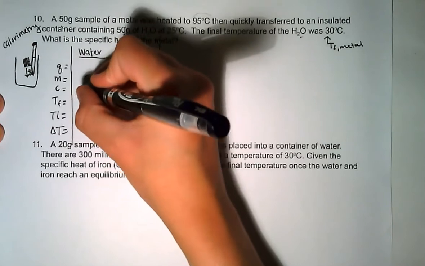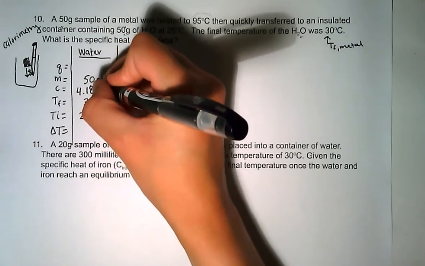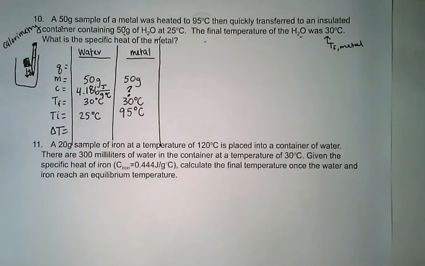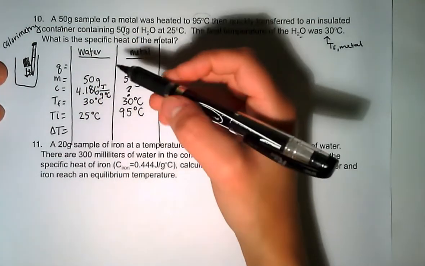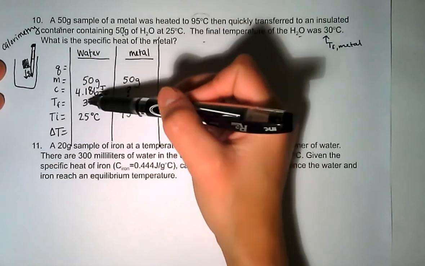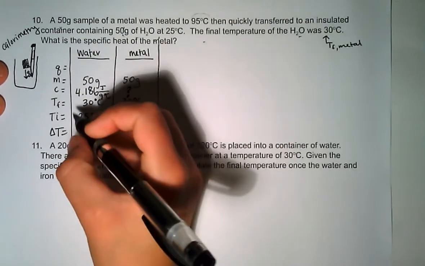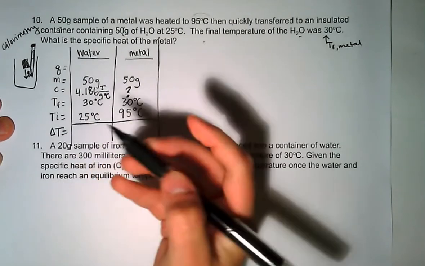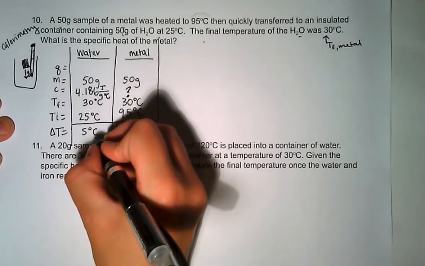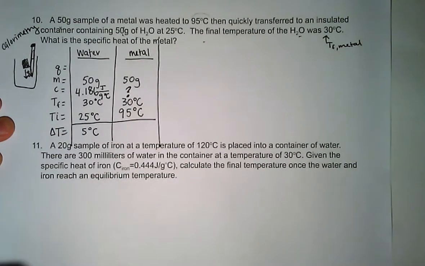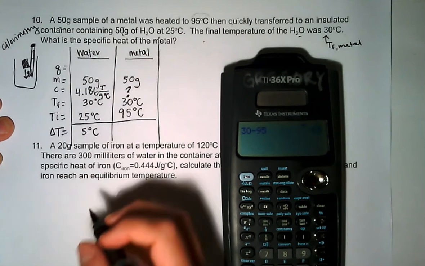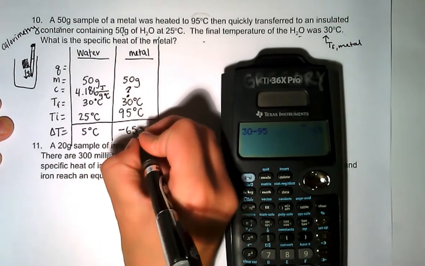That's my value, 4.186 joules per gram degree Celsius. So now I have my T final and my T initial for each thing, so I can also find my change in temperature. So 30 minus 25 gives me 5 degrees Celsius, and 30 minus 95, which I'm going to put in my calculator just to make sure I do it right, gives me negative 65 degrees Celsius.